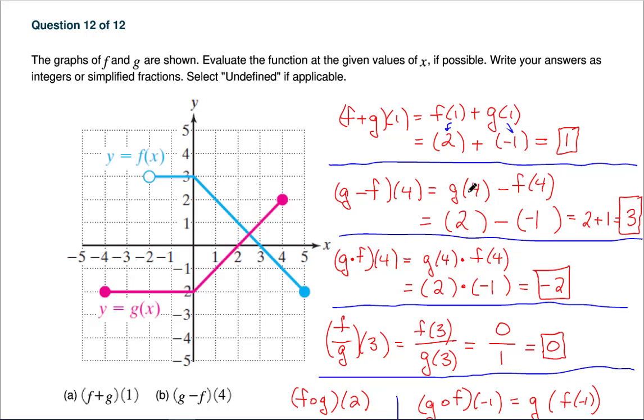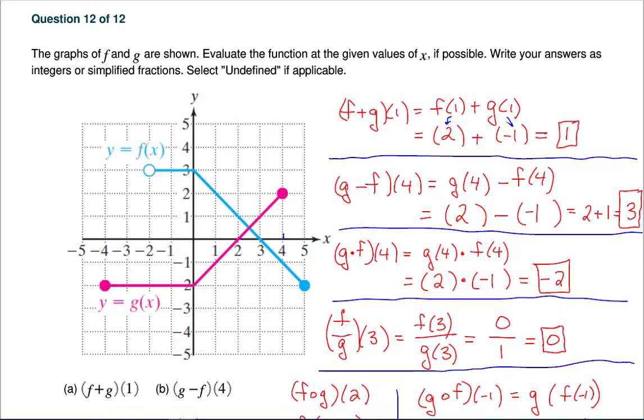All right, so g of 4. First I go find 4. Here's 4. Now where's g? g is the one in pink, so come up and now over, and g of 4 is 2. What about f of 4? Well, f is down, and that's at a height of minus 1. So 2 minus a minus 1 is 2 plus 1, which is equal to 3.